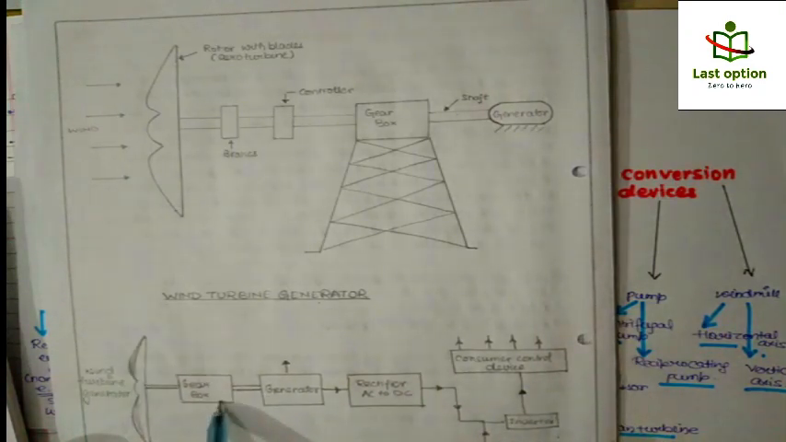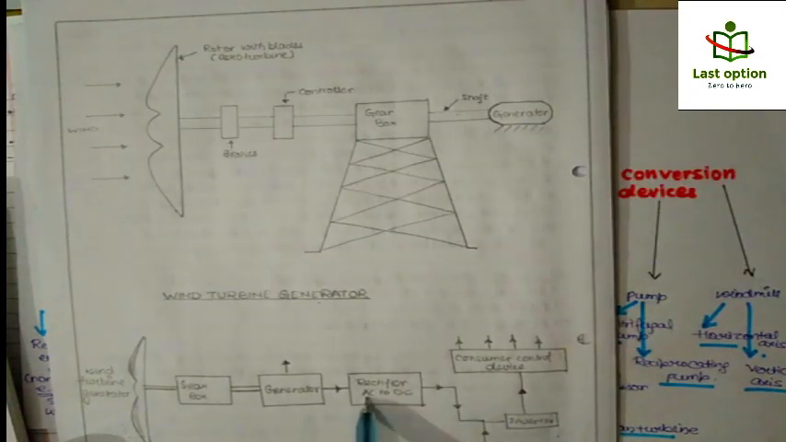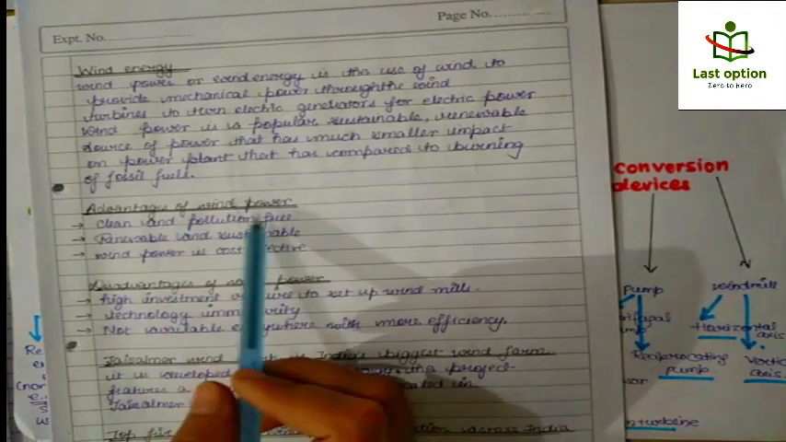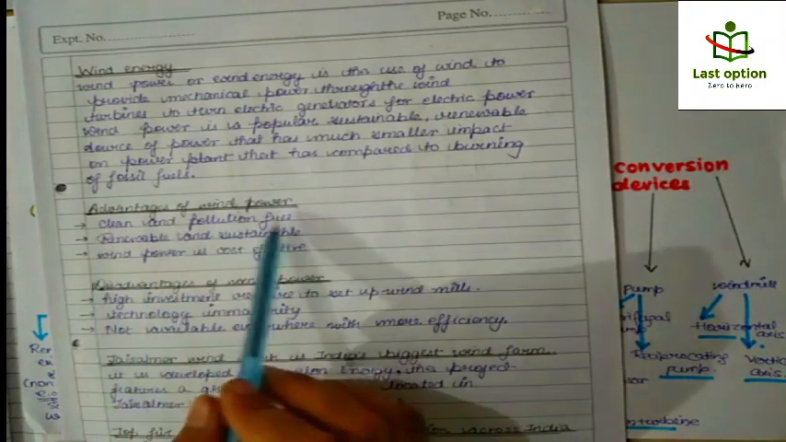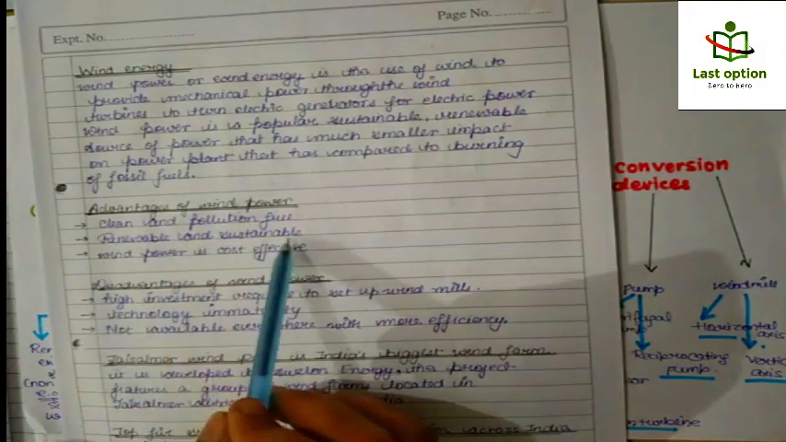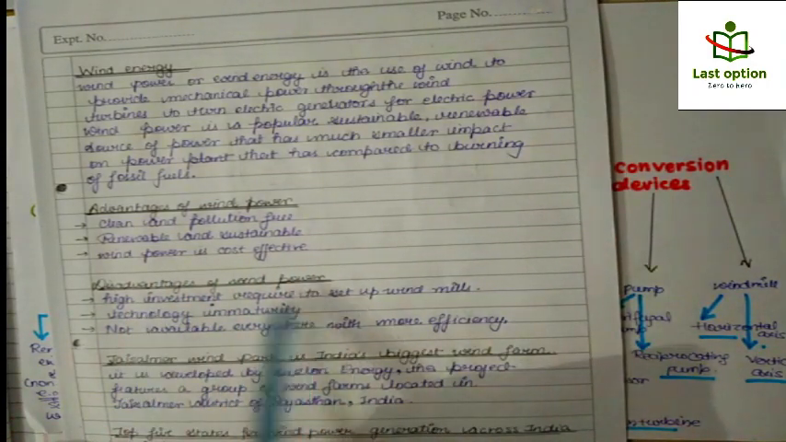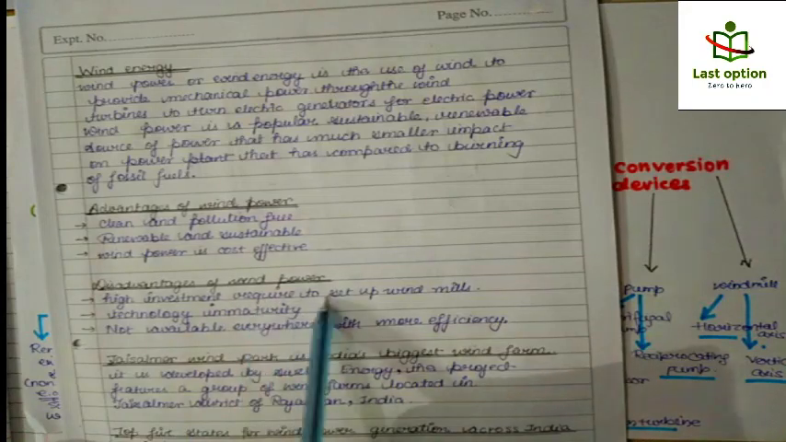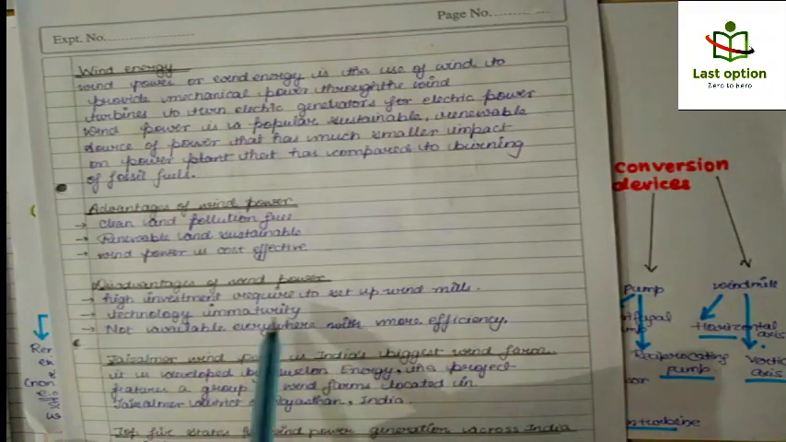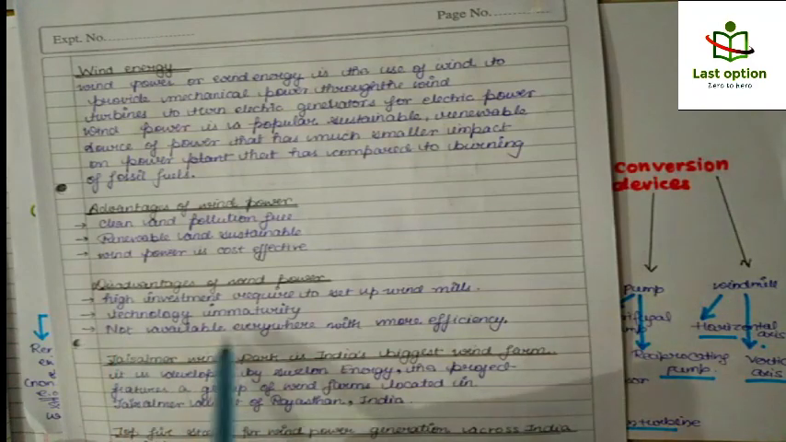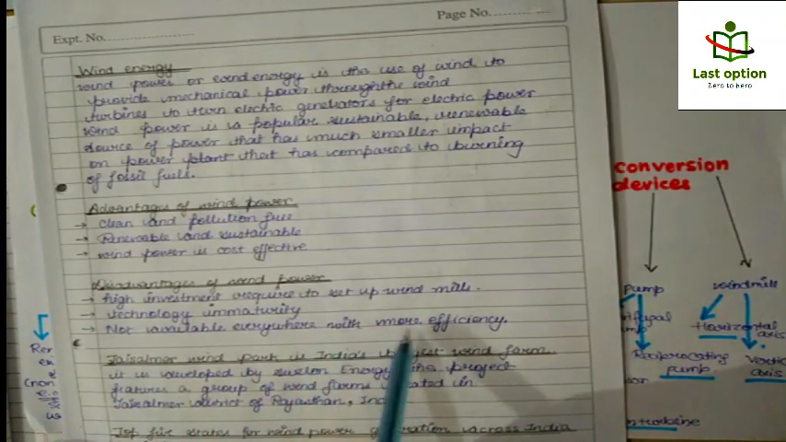This is the gearbox, then we have a generator, then a rectifier which converts AC to DC, then it goes to a battery or an inverter, then to the consumer device. So this is a wind turbine generator. What are the advantages of wind power? It's clean and pollution free, renewable and sustainable, and cost effective. The disadvantages of a wind power plant are the high investment required to set up these windmills, technology immaturity, and that it is not available everywhere with high efficiency.